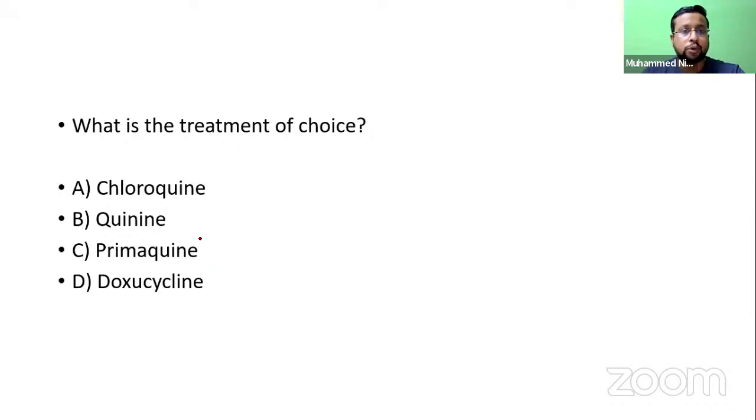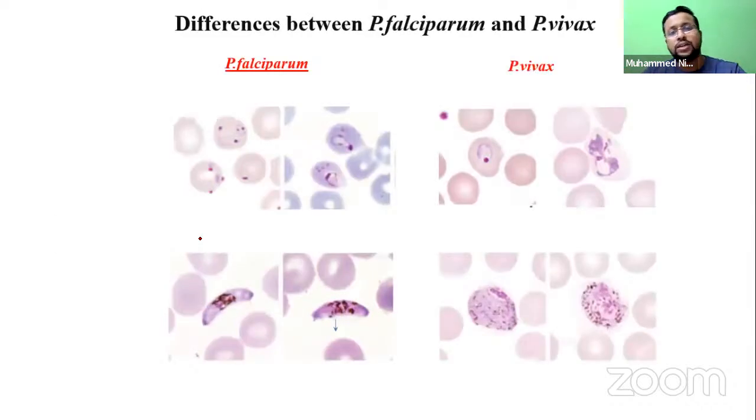And the options given are chloroquine, quinine, trimethoprim, and doxycycline. Now here, the first thing is to understand that it is a Plasmodium falciparum from the peripheral smear. So that is what is intended. So to identify Plasmodium falciparum, we only see the ring forms, and the ring forms are delicate and small. Small means that less than 1/3 the size of the RBCs.